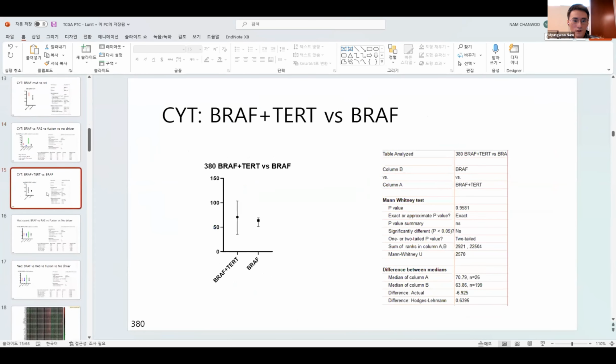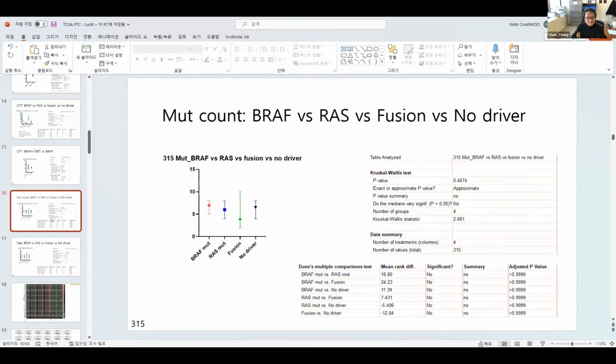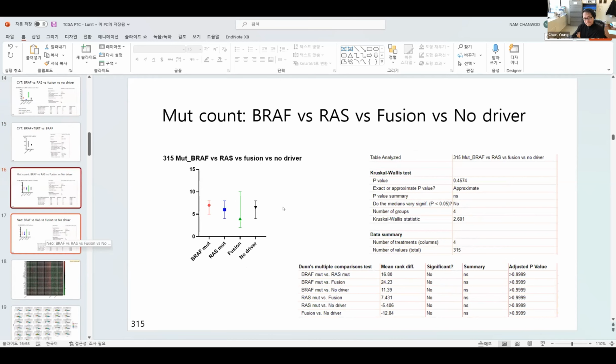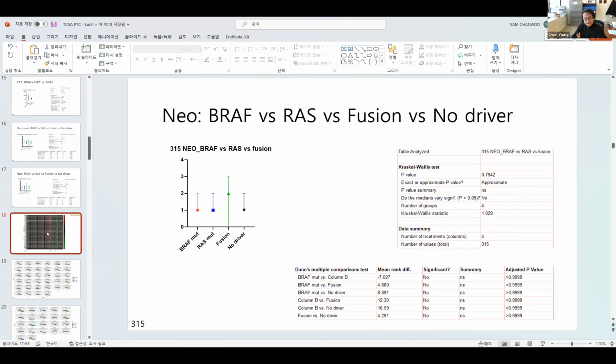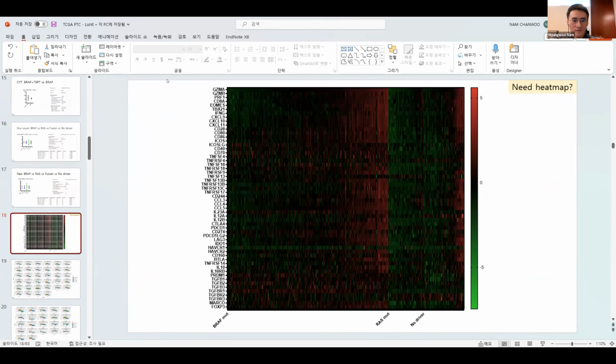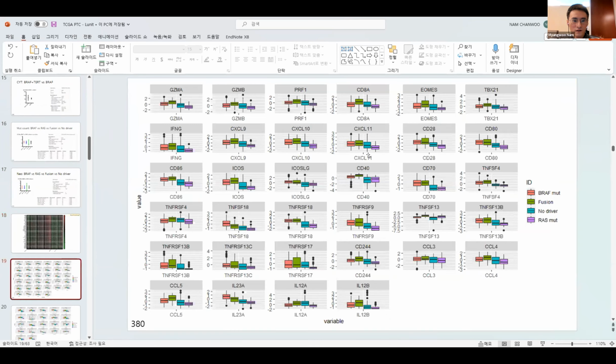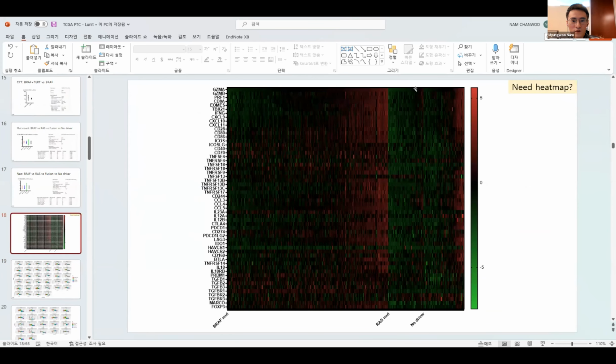And so I just looked into BRAF TERT because there was something about the OS, but there wasn't really a difference in the cytolytic score. Mutation count didn't have any significant difference. Neoantigen also no significant difference. This is a heat map for the immune cytokines. So I was wondering, do you think I should add the heat maps or just these kinds of box whisker plots? Because I don't think this gives too much information or benefit in visualization of the data.